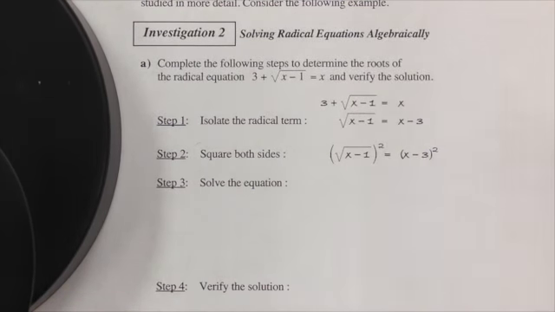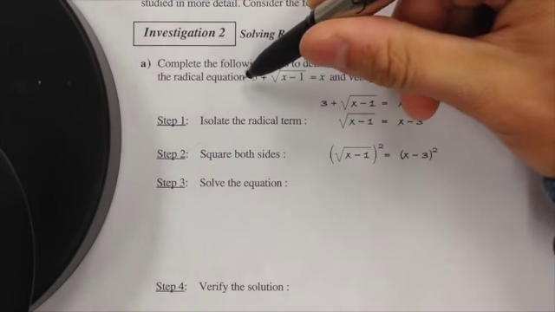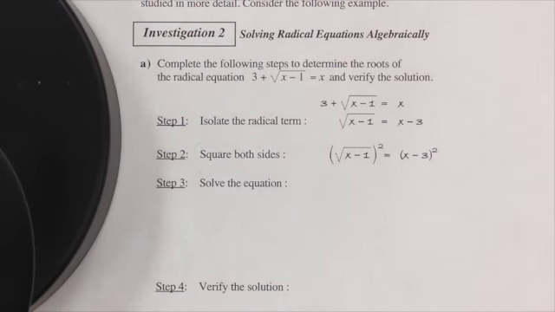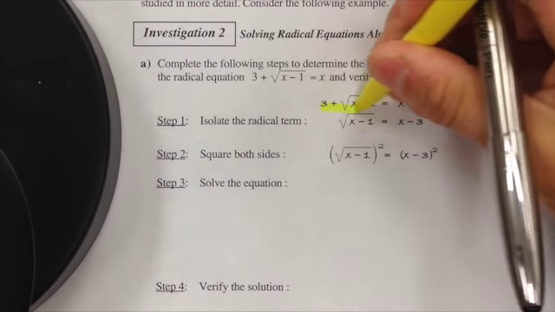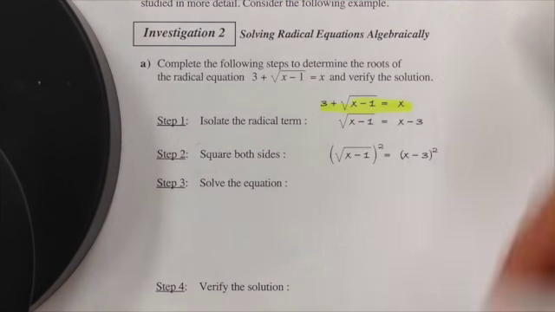Solving radical equations algebraically, you can look at this as part 2. Complete the following steps to determine the roots of the radical equation 3 plus the square root of x minus 1 is equal to x, and verify the solution. Okay, so this is the equation we're working with. The first thing we need to do is isolate the radical term.